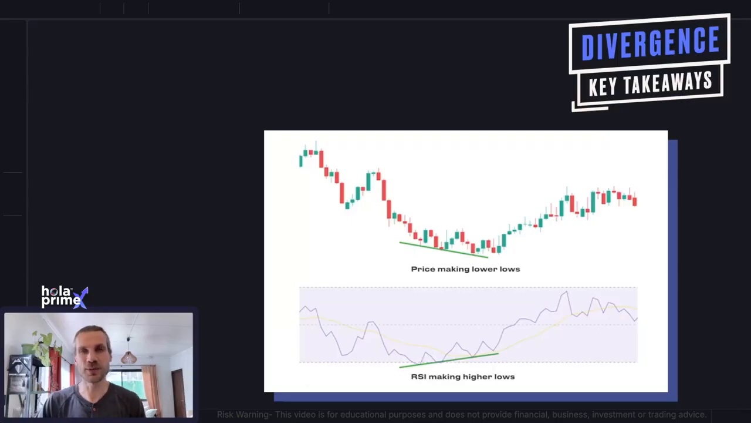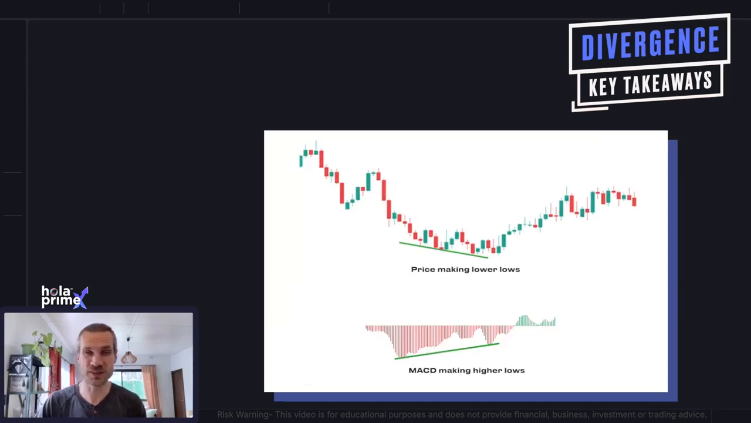Divergence can occur between the price action and almost any oscillator, such as open interest or other momentum indicators. But divergence between the price action and the RSI and MACD specifically are widely considered to provide the strongest and most reliable signals when compared to other oscillators.